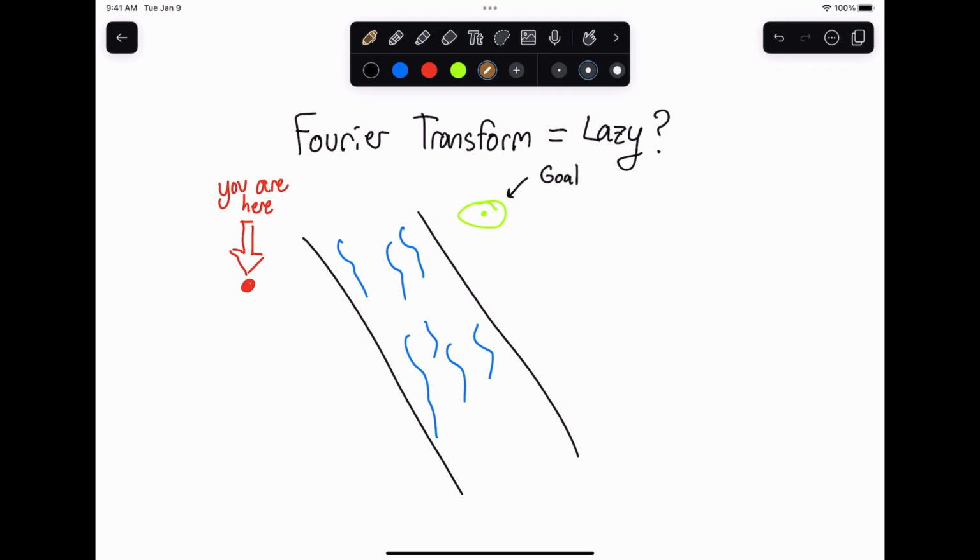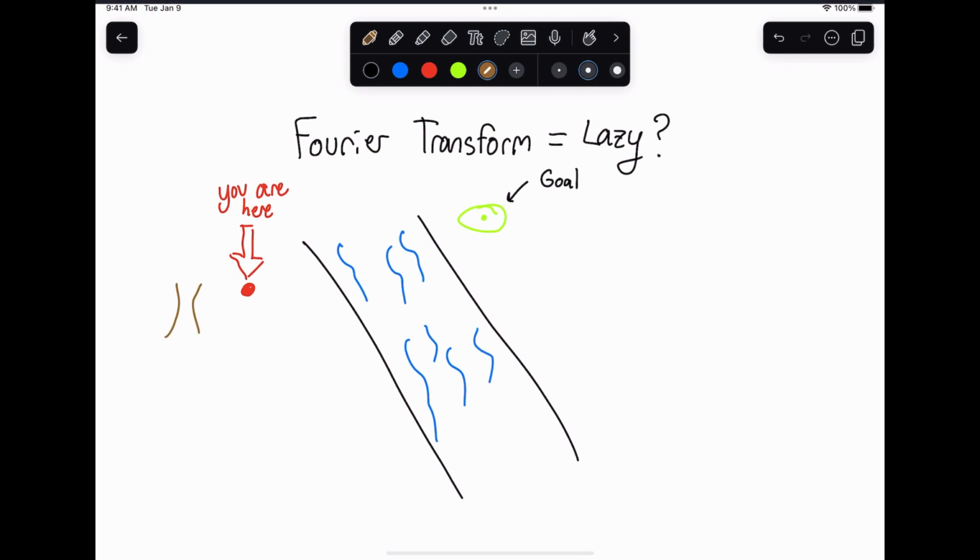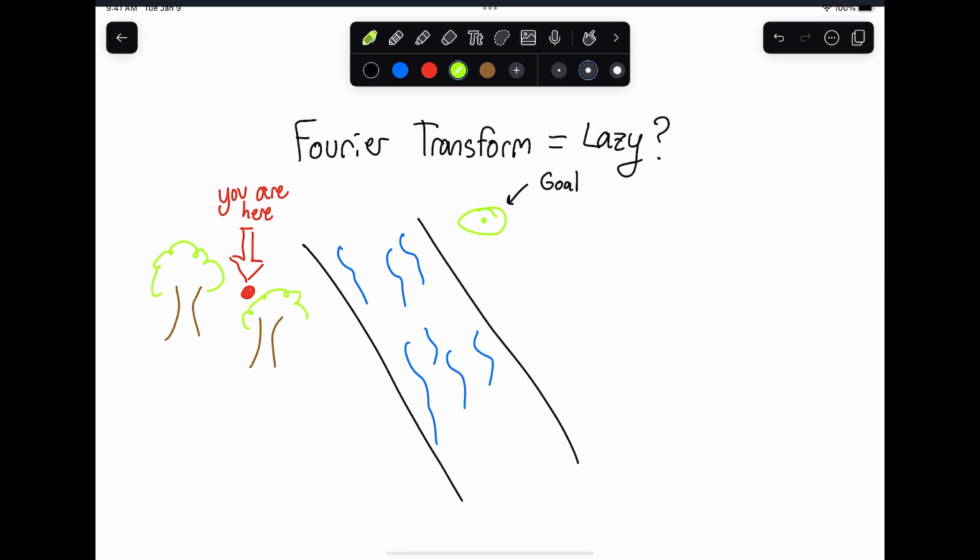Suppose you're here on one side of the river and you want to get to the other side of the river. You also know that there are some trees around. So here's a tree and here's another tree. And you know that if you spend some time, you could chop down these trees and make some logs and maybe eventually build a bridge, and lay those logs across the river.